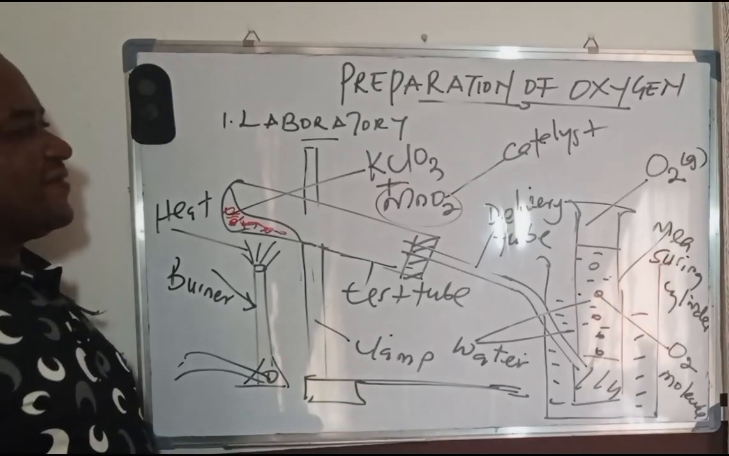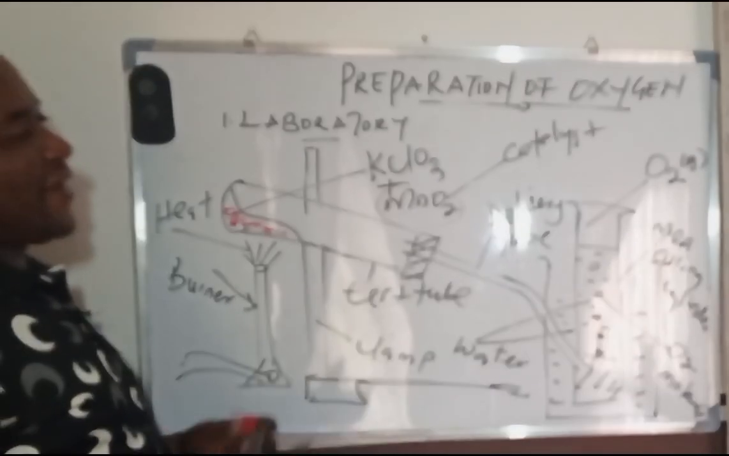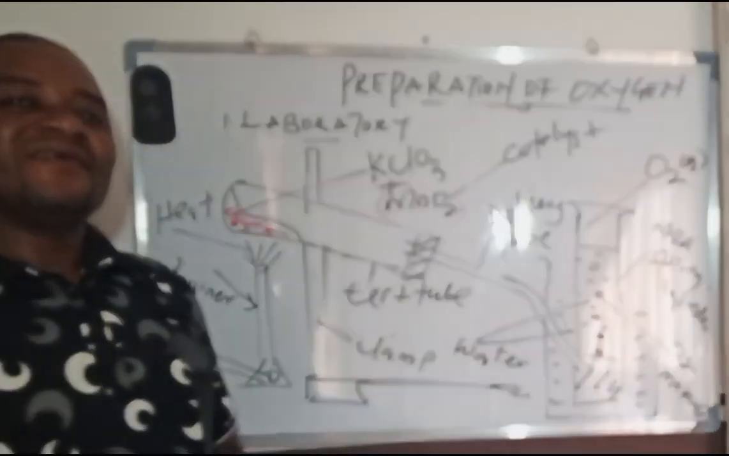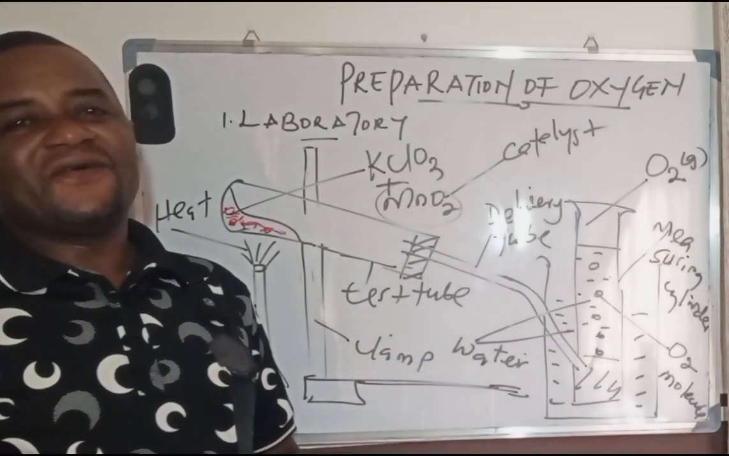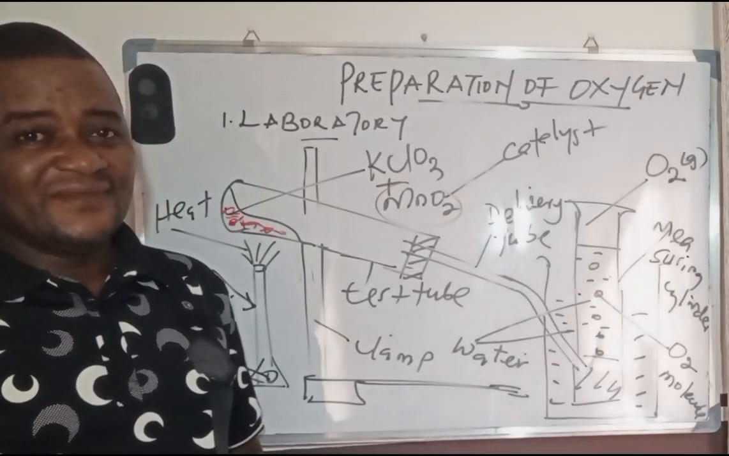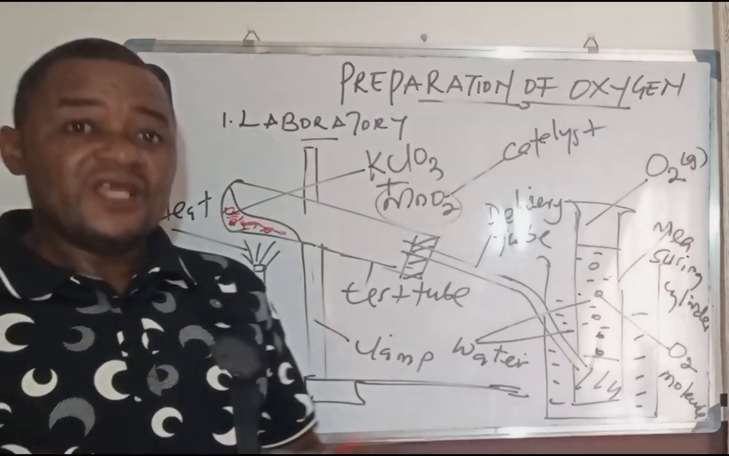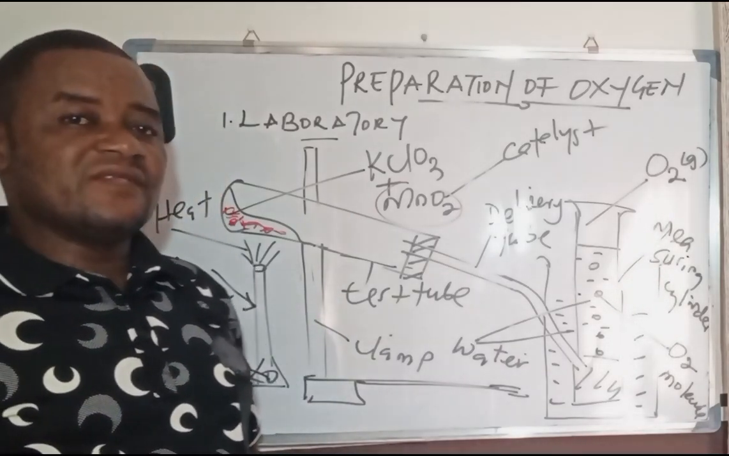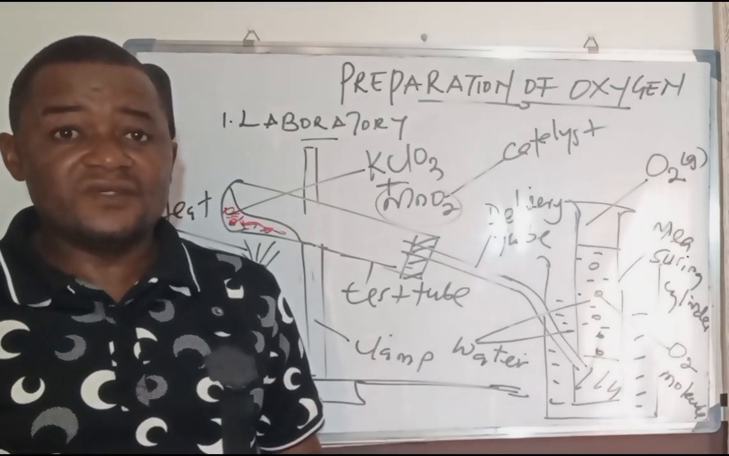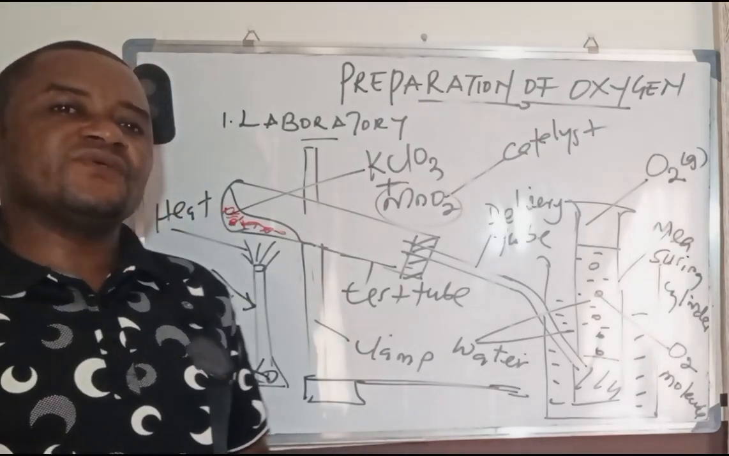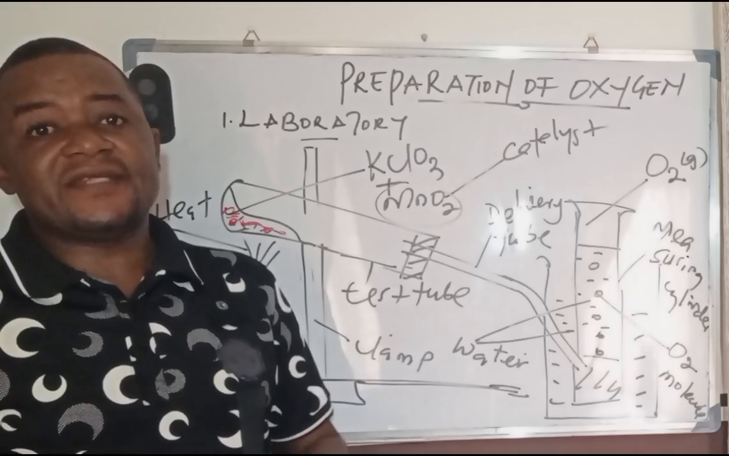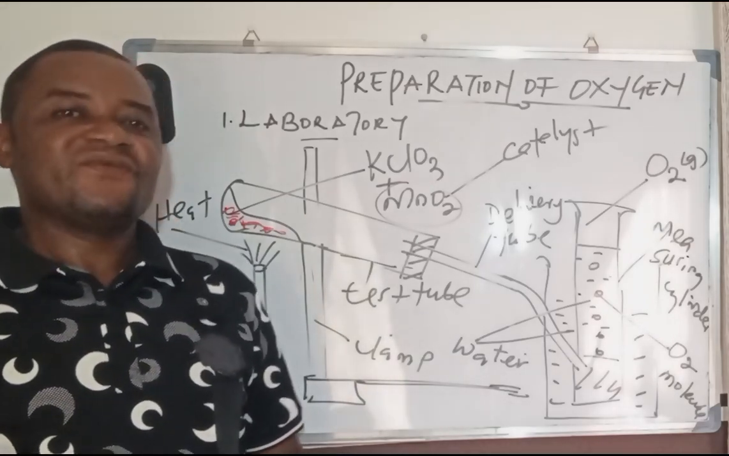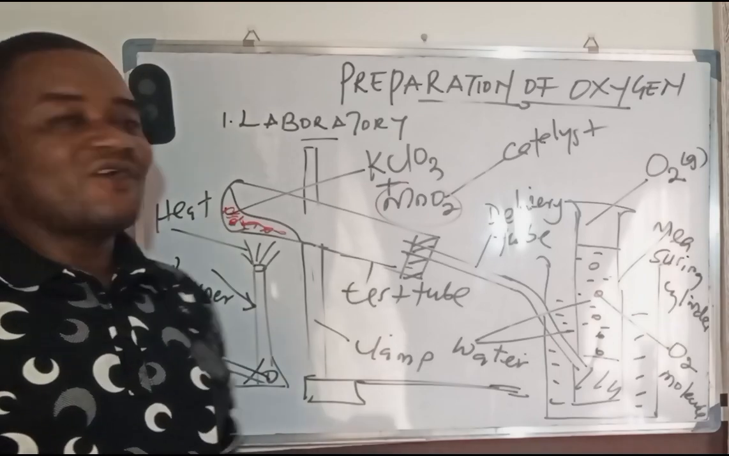Now, the second way you can also prepare oxygen in the lab is by the decomposition of hydrogen peroxide. You know what hydrogen peroxide is used for? A lot of people use hydrogen peroxide for cuts, injuries, wounds, or bruises. So they use hydrogen peroxide to disinfect. So hydrogen peroxide can also be used in the lab for the production of oxygen.